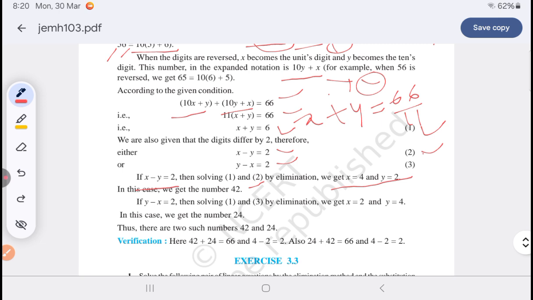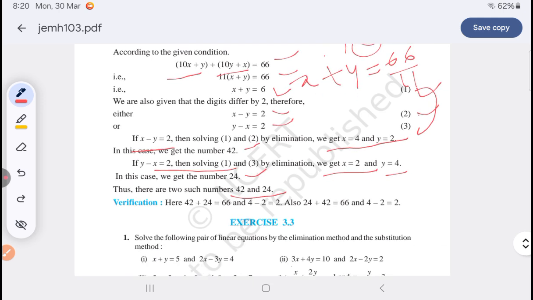If y minus x equal to 2, solving equation 1 and 3, you will get x equal to 2 and y equal to 4. In this case, you will get the number 24. So there are two such numbers, 42 and 24, that exist.